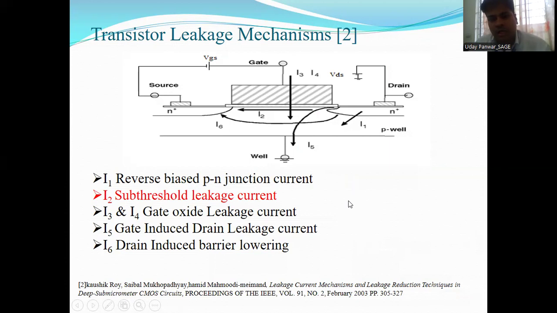So I think we should close this topic today. In our third module, we will start with the leakage mechanism, and we will see the various kinds of leakage current and how we can remove all these leakages. Thank you so much.